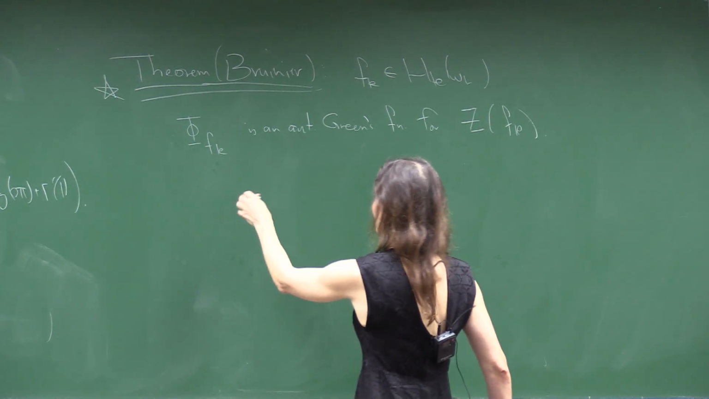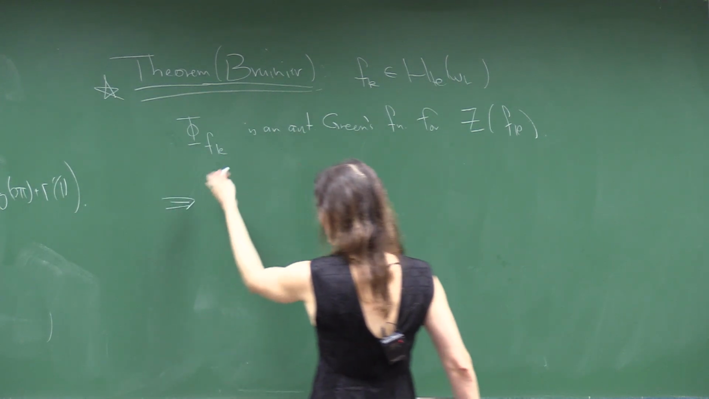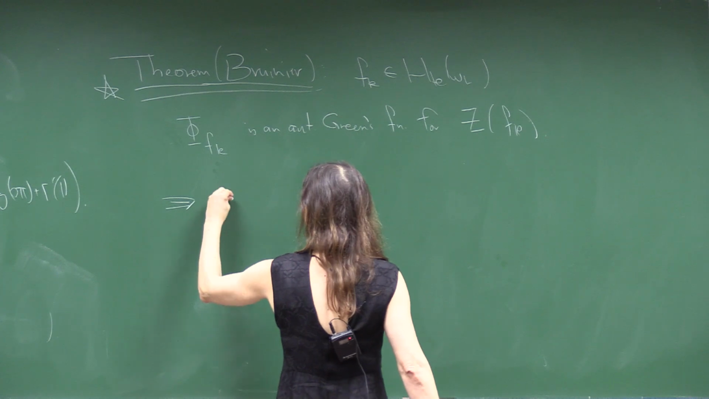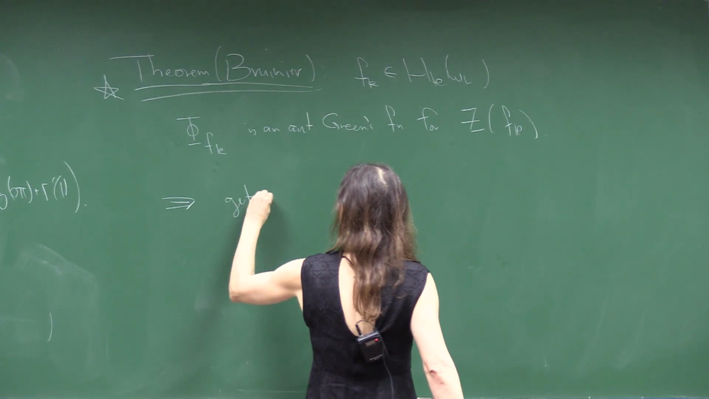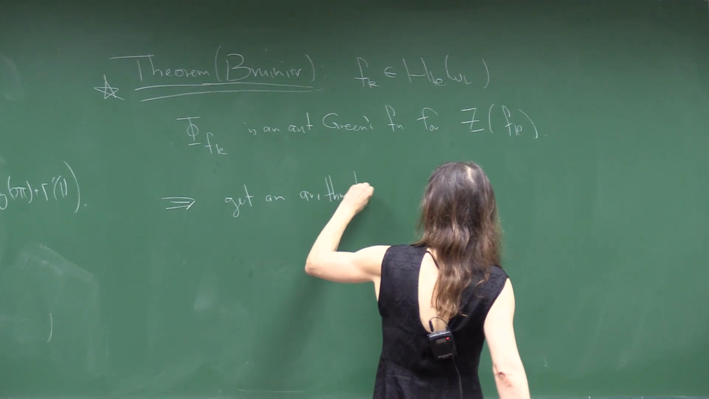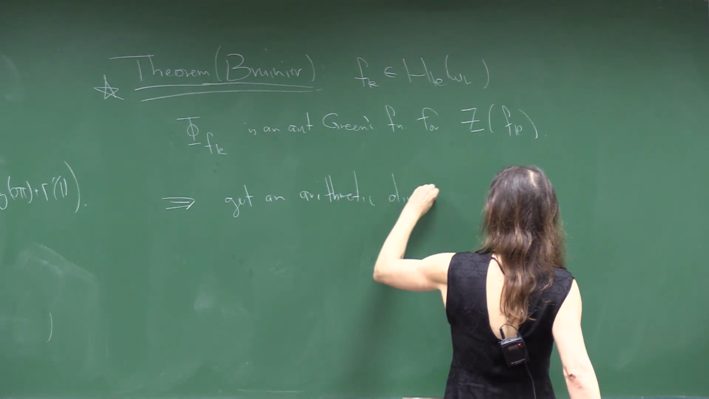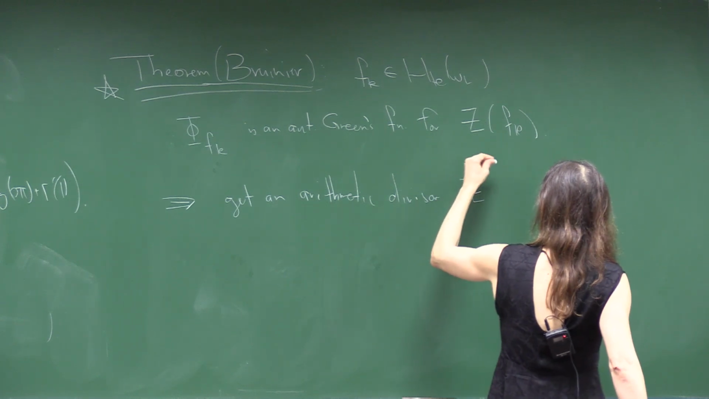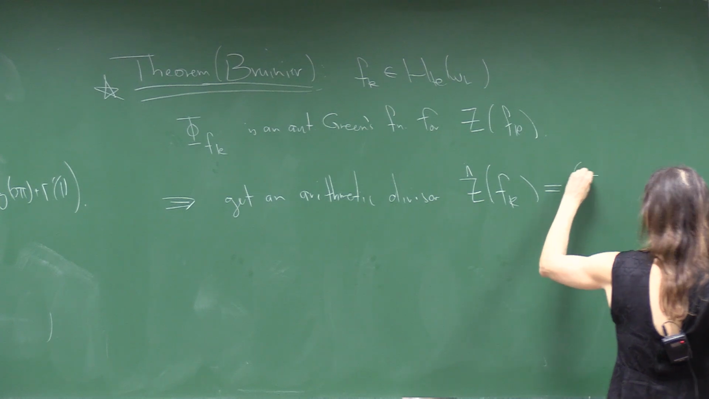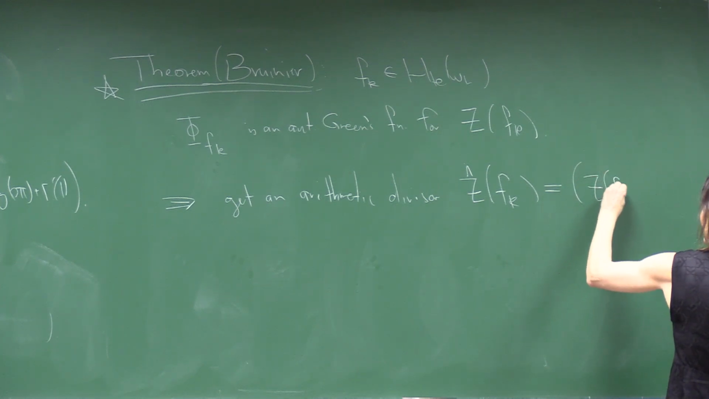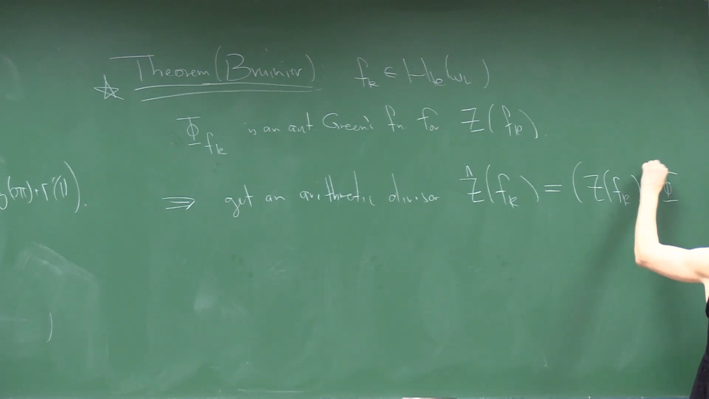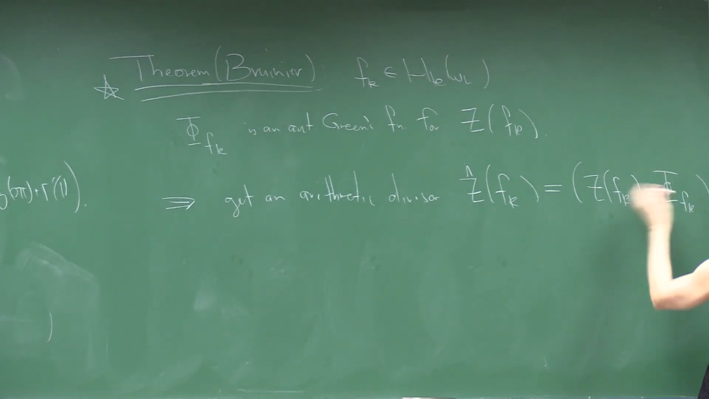This allows us to view the regularized theta lift as a Green's function, and then we get an arithmetic divisor in the sense of Arakelov theory. So this means that we have an arithmetic divisor associated to each harmonic weak Maass form, which will be given by the information, the divisor itself, together with this Green's function. Okay, so that's what an arithmetic divisor is.